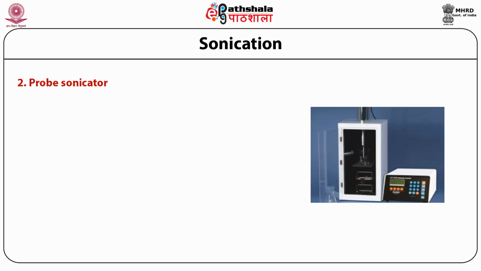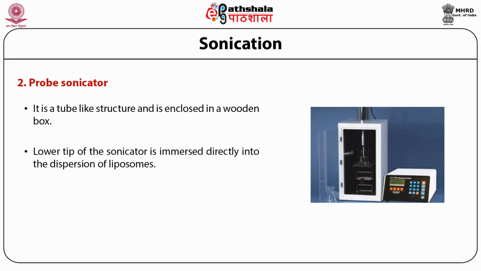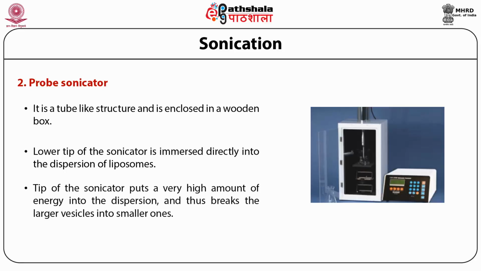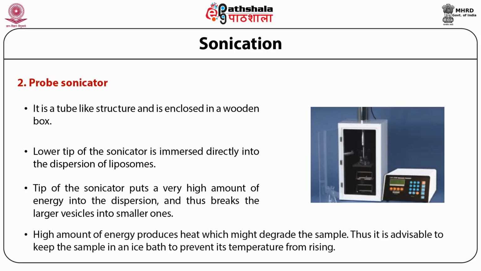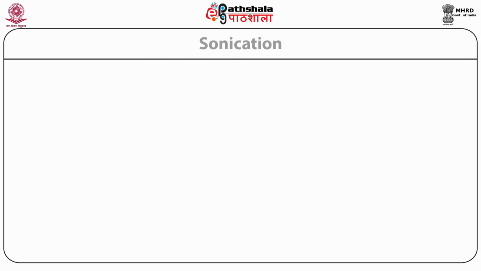Second type of the sonicator is probe sonicator. It is a tube-like structure and is enclosed in a wooden box. The lower tip of the sonicator is immersed directly into the dispersion of liposomes. The tip of the sonicator puts a very high amount of energy into the dispersion and thus breaks the larger vesicles into smaller ones. A high amount of energy produces heat which might degrade the sample. Thus, it is advisable to keep the sample in an ice bath to prevent its temperature from rising.